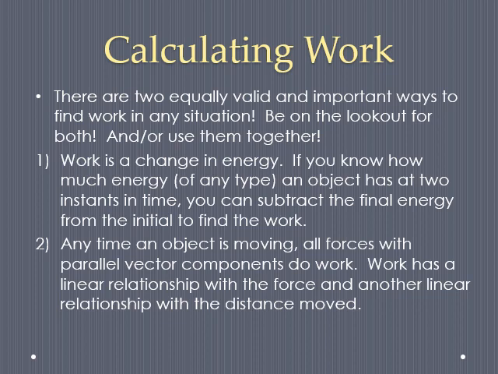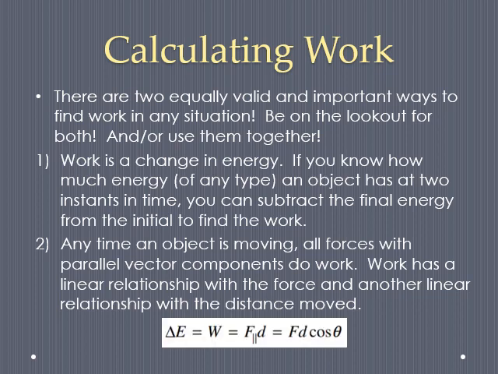The second way is that whenever an object is moving, all the forces acting on that object that have parallel vector components do work. I know that's kind of a mouthful, and I'll explain more what that means in a minute. But mathematically, work has a linear relationship with forces on objects, and it has a second linear relationship with the distance the object is moved. The equation on your equation sheet is an incredibly important one. So it has both of these ways of calculating work in it.